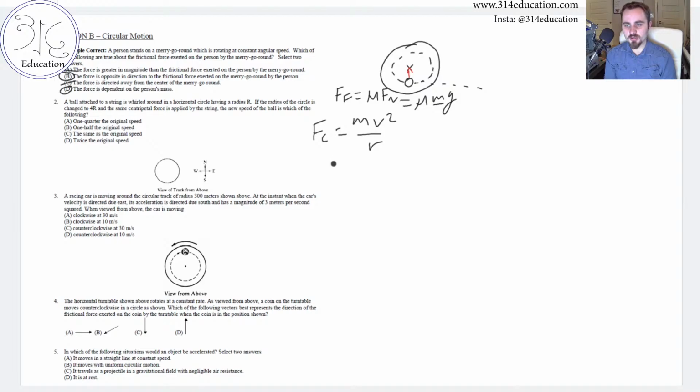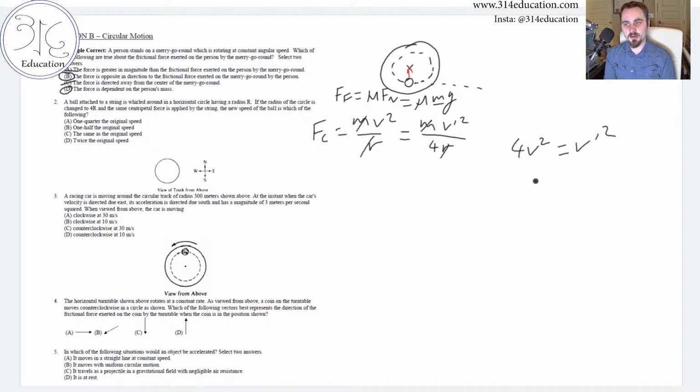Next, the radius is going to be changed to 4r for the same centripetal force. So we can set that equal to this, but now we have an m, we'll call this v prime. That's our new velocity. And our new r will be 4r. And so we want to solve for our new v in terms of our old v. So we can cancel out our m's, we can cancel out our r's, and then we'll multiply by 4, and then we'll take the square root. And so we have 4v squared is equal to our new velocity squared.